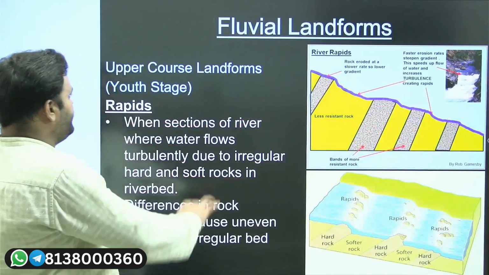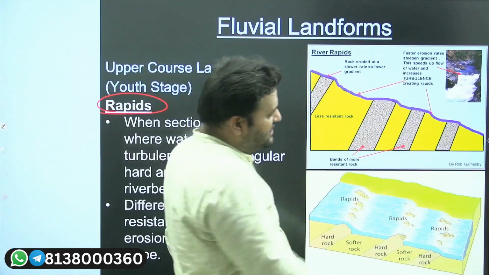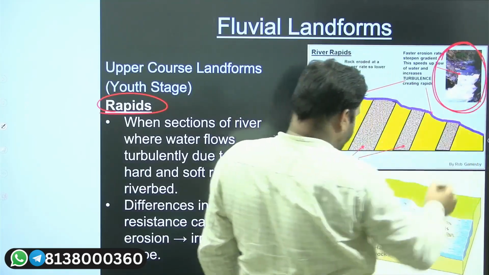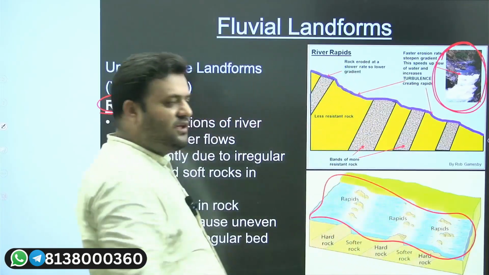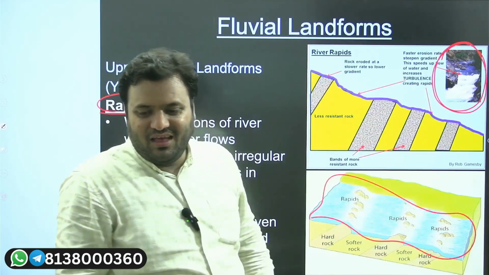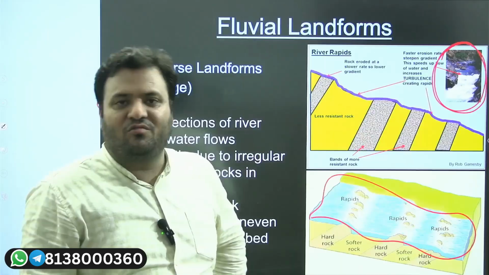Similarly, you will see rapids. Rapids are like this. In this image, just see, you will see we have rapids. Here you will see we have rapids. You might have seen these kinds of topographical features in the river itself. And these topographical features are the result of fluvial action of water.